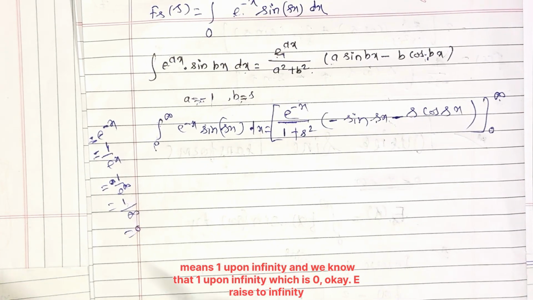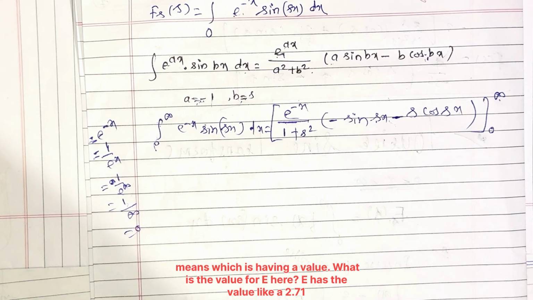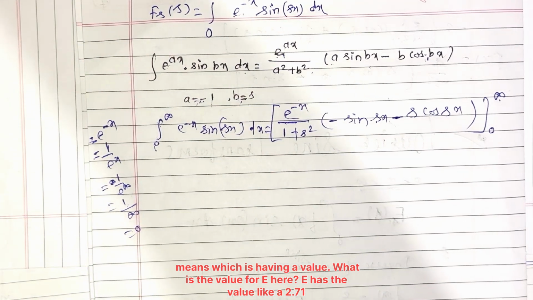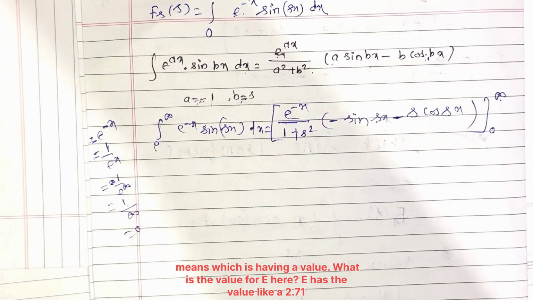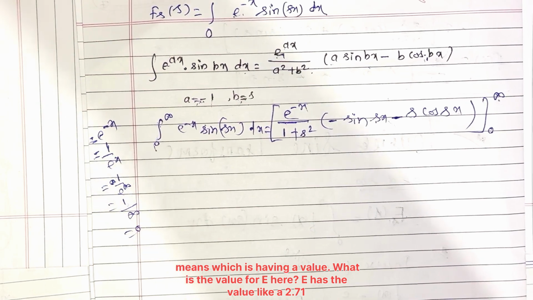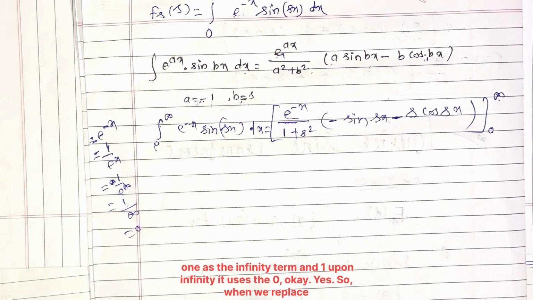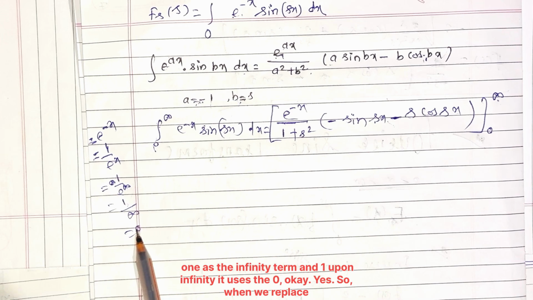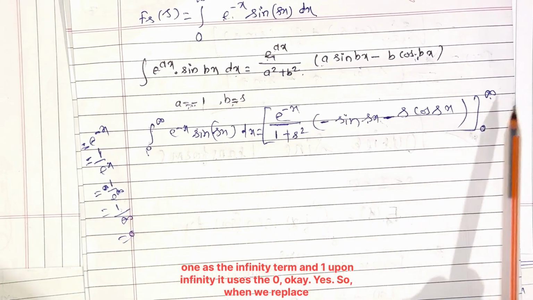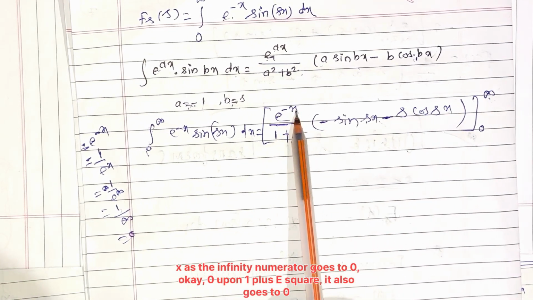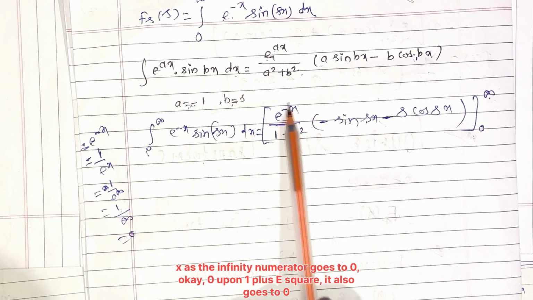Okay, e raised to infinity means e which is having value. What is the value for e here? E has the value like 2.71 something. So to the power, if you consider infinity, then we get this as the infinity term, and 1 upon infinity gives us 0. Yes, so when we replace x as infinity, the numerator goes to 0.